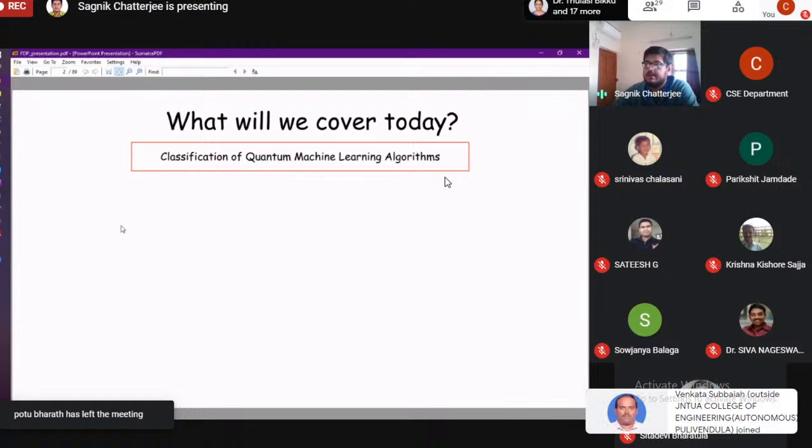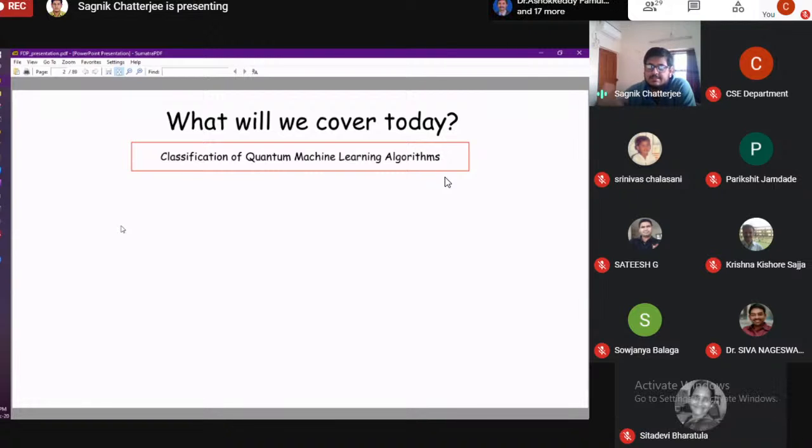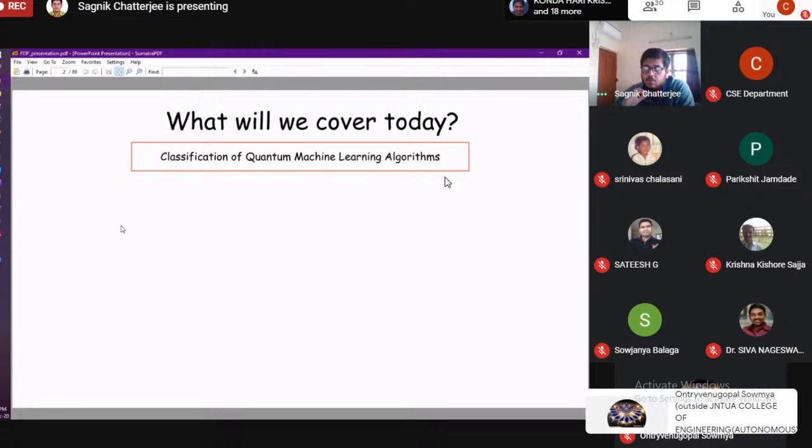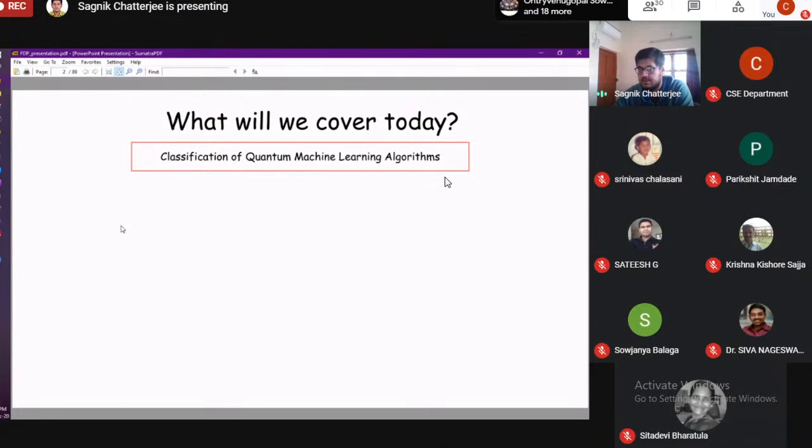So what we'll cover today. First, we'll go over a generalized classification of what quantum machine learning algorithms will be. Now, this is not the kind of classification that most of you are familiar with. We will not be talking about supervised or unsupervised algorithms. Just keep in mind that any kind of classical machine learning classification that you might know of, it extends in the quantum case as well.